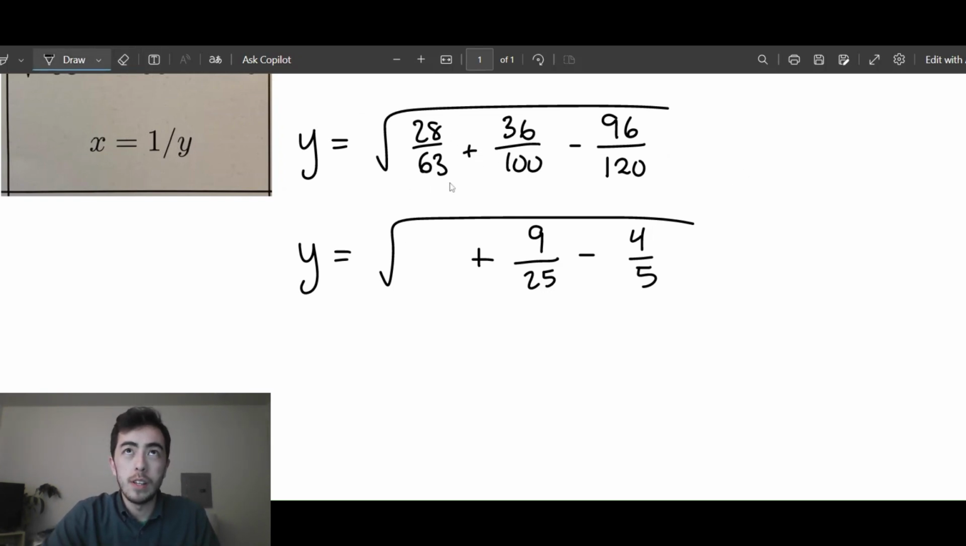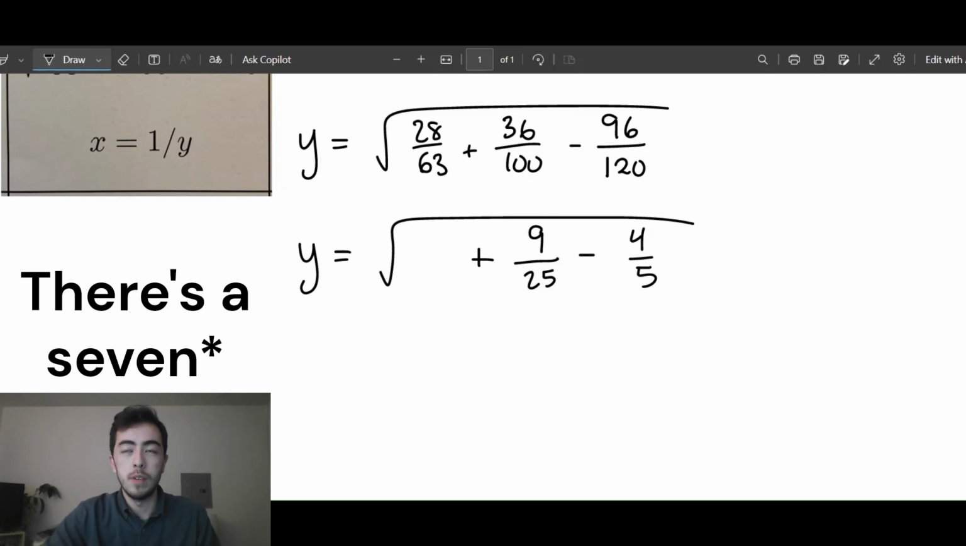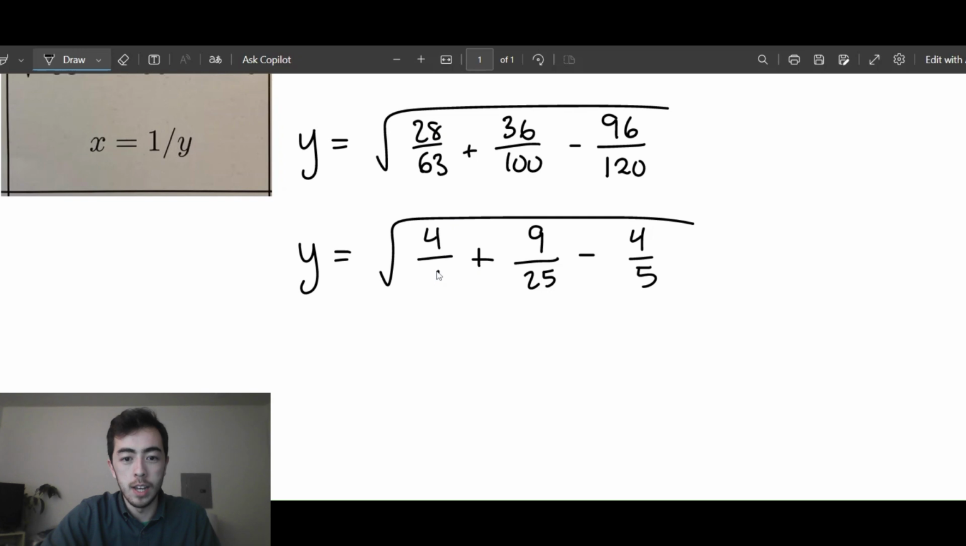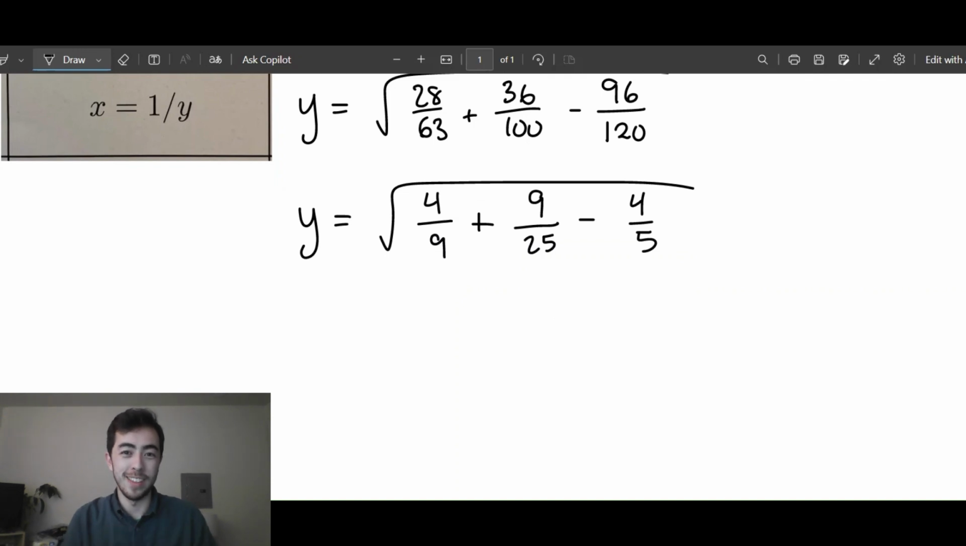Okay, 63, that's 7 times 9. 28 is 7 times 4, so there's a 7 in the top and bottom, and I'll cancel those out in my head. I'll get a 4 on the top and then a 9 on the bottom. Okay, cool. So simplifying them was the right way to go. I like working with smaller numbers. I think you do too.